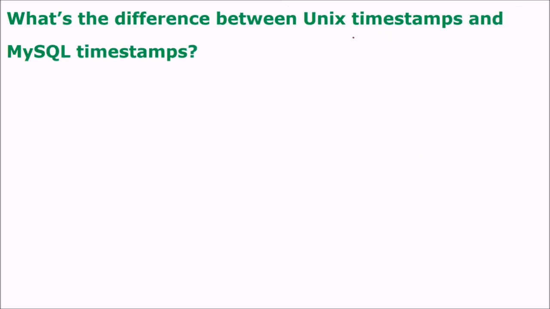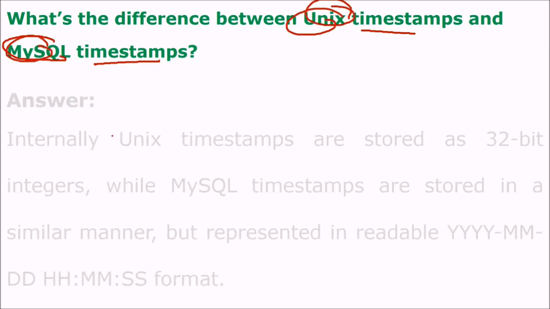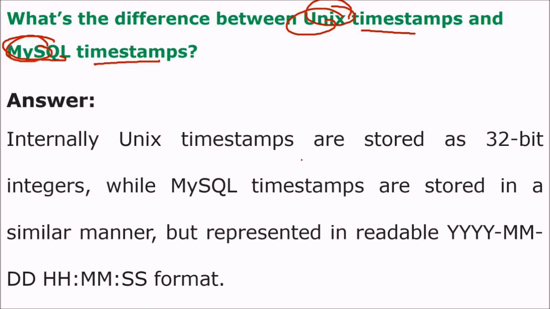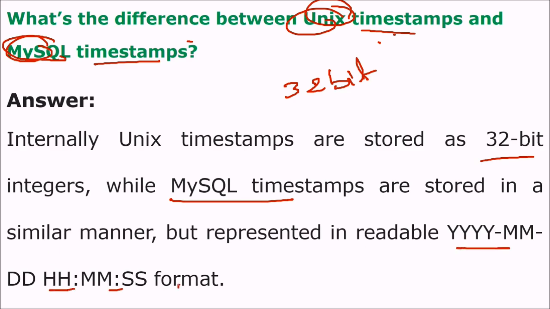What is the difference between a Unix timestamp and a MySQL timestamp? Unix is an operating system, MySQL is a database, so there has to be some difference. Internally, Unix timestamps are stored as 32-bit integers, while MySQL timestamps are stored in a similar manner, but they are represented in a readable format: year, month, date, hour, minute, second. This is how timestamps differ.